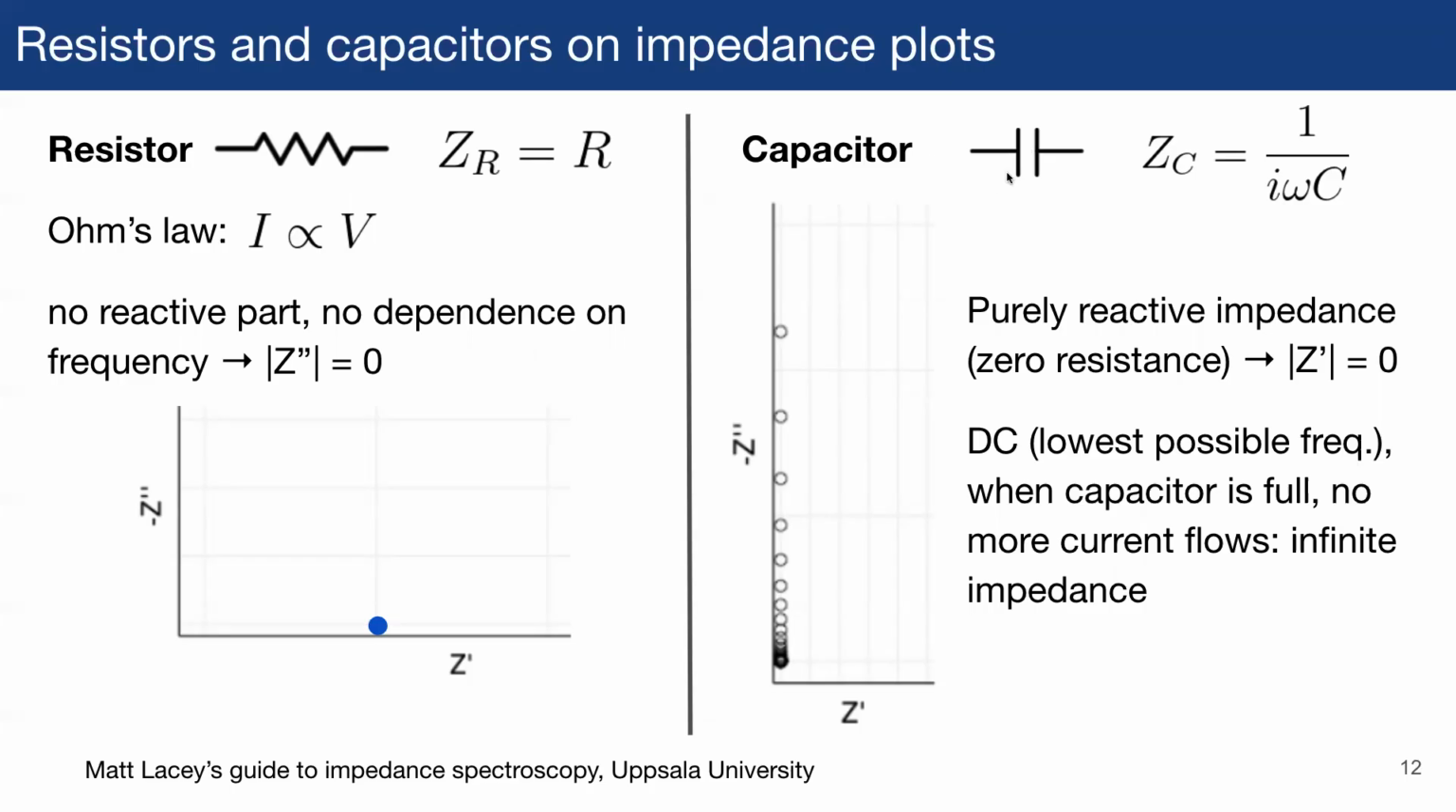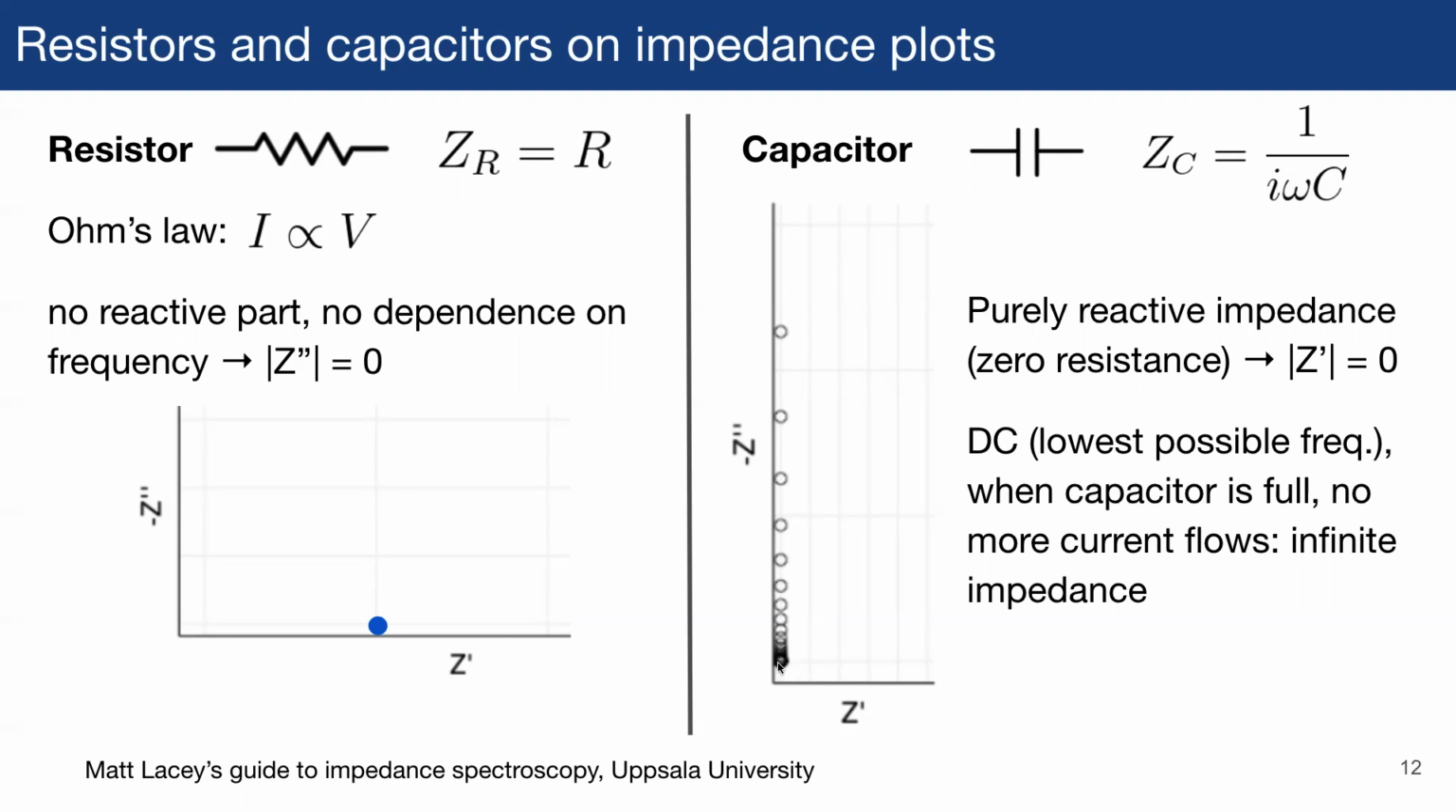On a capacitor, on the other hand, we have really no resistance. It's a purely reactive impedance. So as you can see, we actually never have any magnitude on the real component. Now, if you consider an AC frequency being applied to a capacitor, a very high frequency will not have enough time to charge and end up blocking the capacitor. So you end up with effectively no impedance at all.